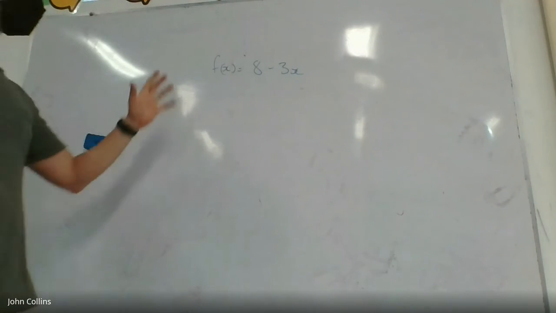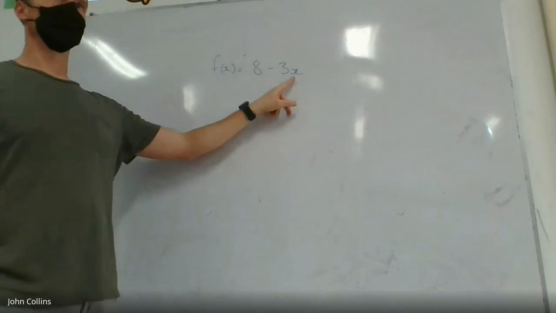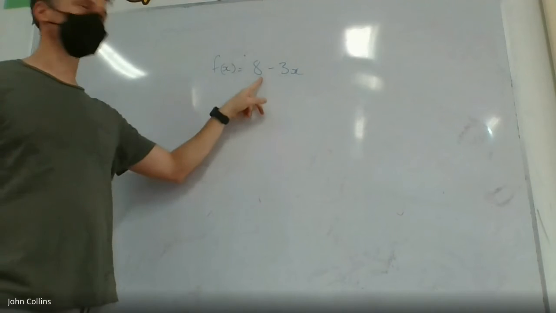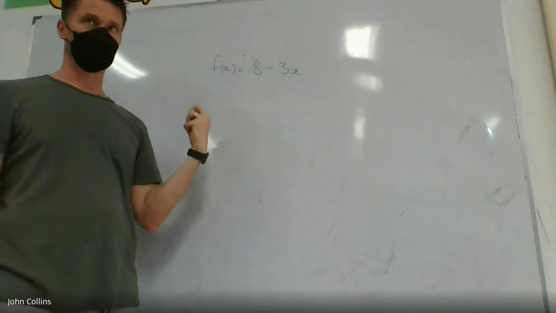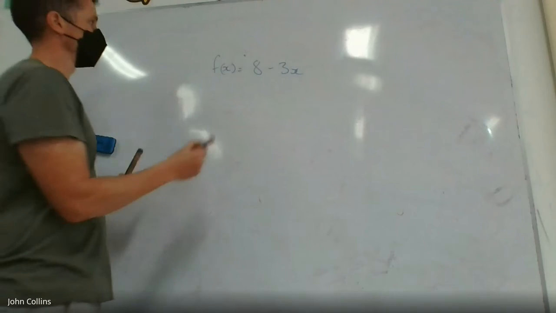Now look at this. When we input into x, into this function, we are going to multiply by minus 3 and then add 8 to it. That's what we're doing to each input. I want to undo that, do the opposite. How do I do it?